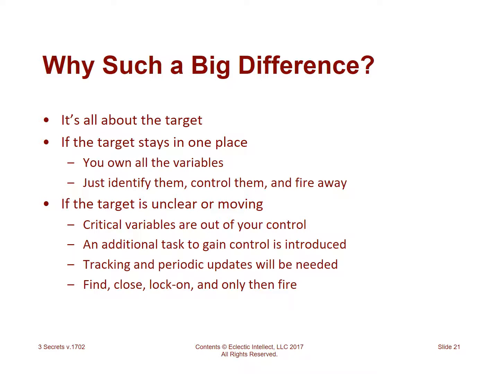So you have an additional task that requires that you gain control. So this is a new task. In addition to doing the work, it's like do the work plus figure out how to do the work. And then there's another task that says, and keep adjusting that process as you go along because you won't be able to do it once. It's going to require continuous tuning. This is very similar to find the target, close on it, lock in, and only then fire for effect.